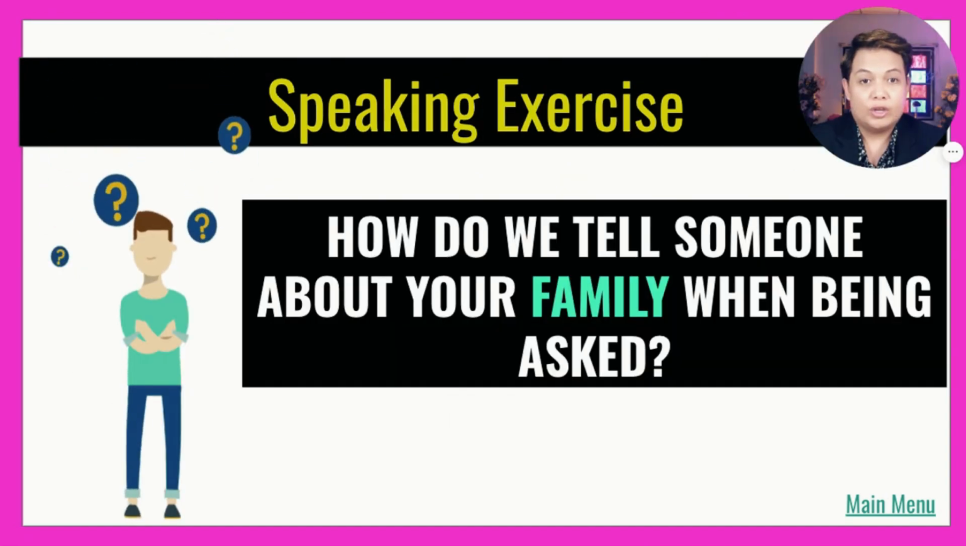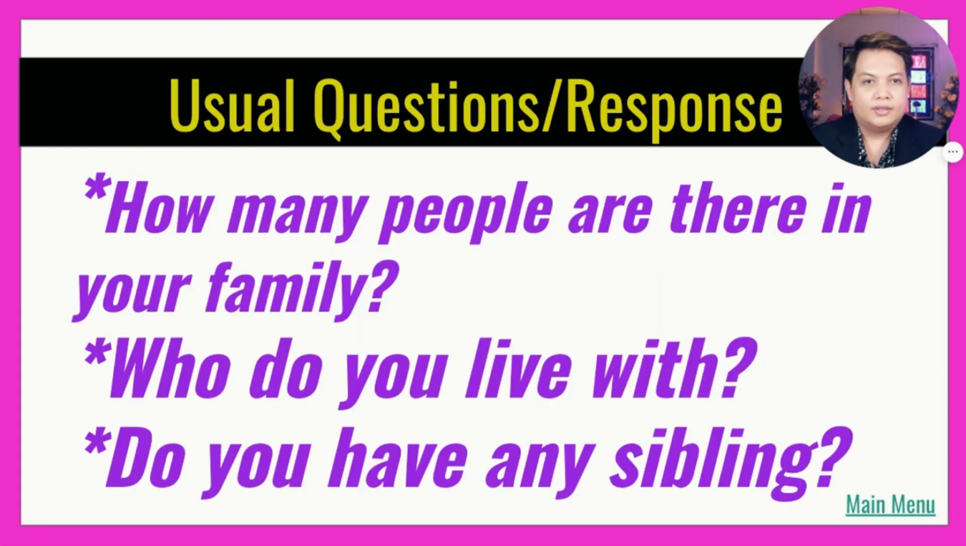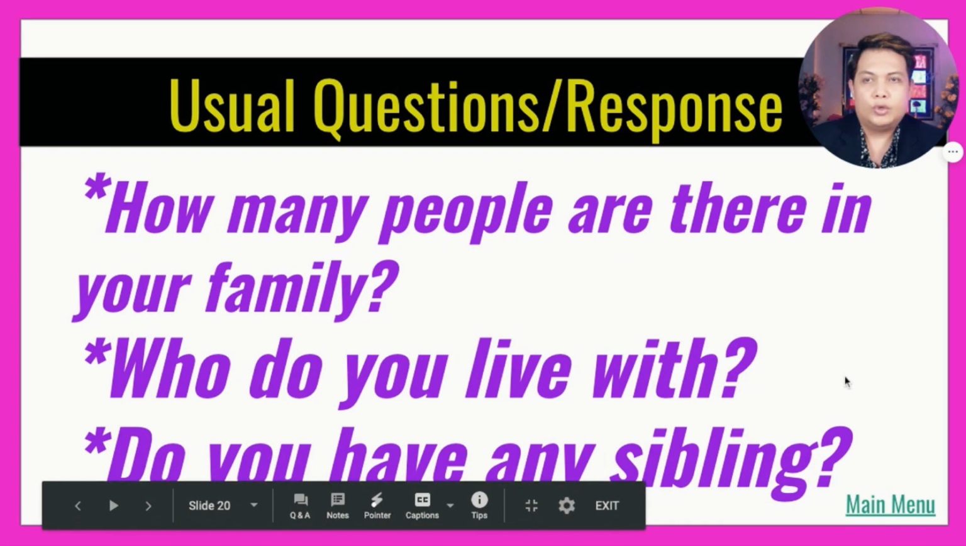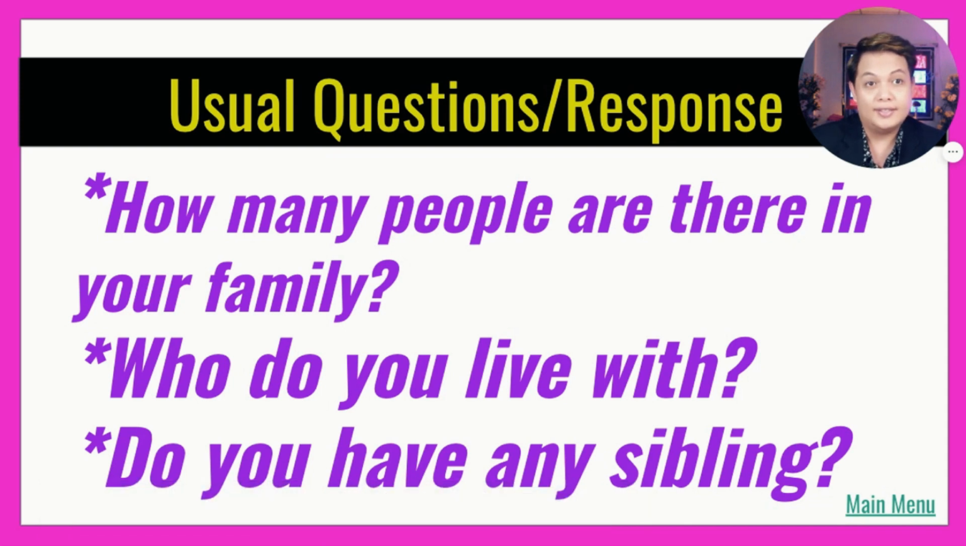How do we tell someone about your family when being asked? You could tell someone about your family, and you could answer the following questions. How many people are there in your family? Or who do you live with? Or this question, do you have any siblings? Okay. The word sibling here means your brothers and your sisters. So basically that person is asking you how many brothers and how many sisters you have. Okay, so this is sibling. Say it with me, sibling. Okay, brothers and sisters you have.